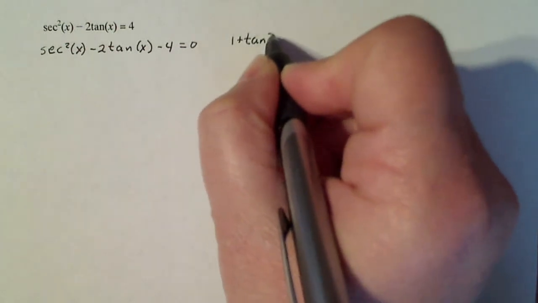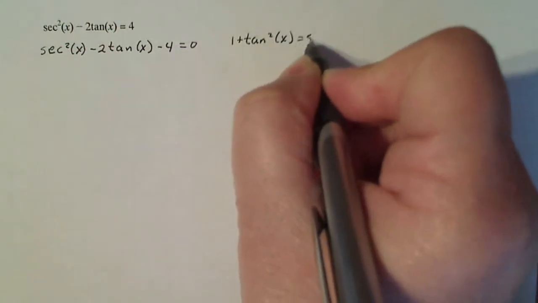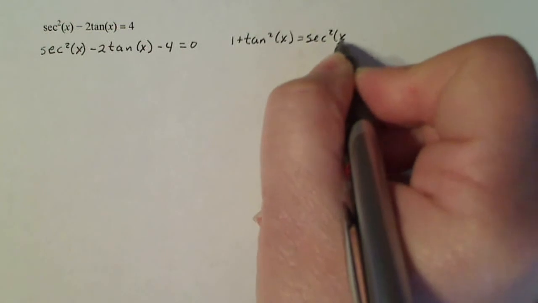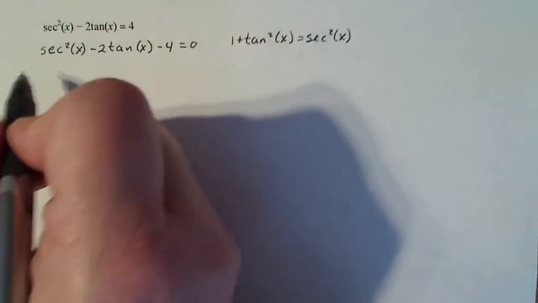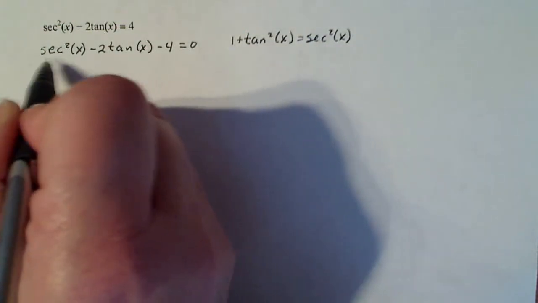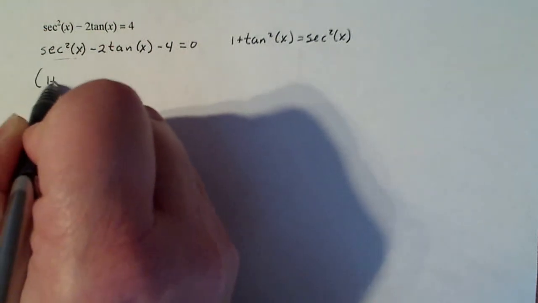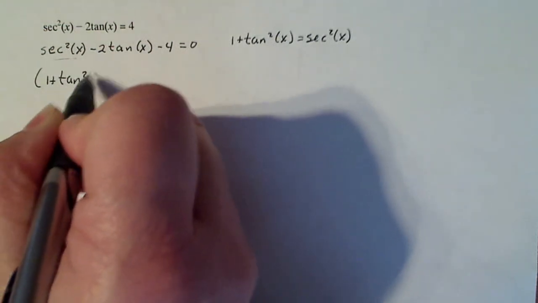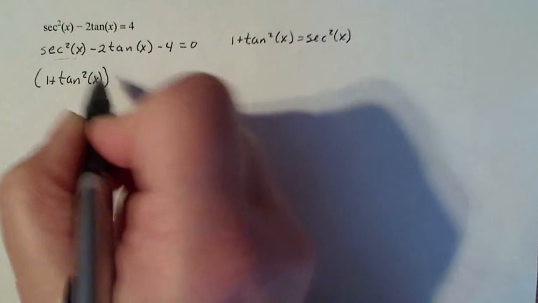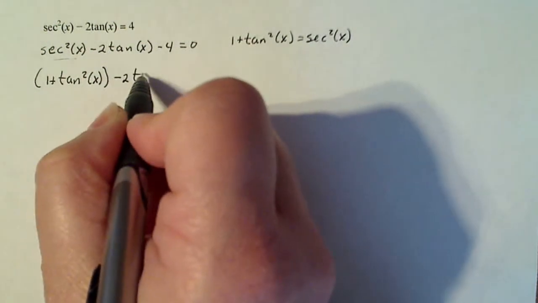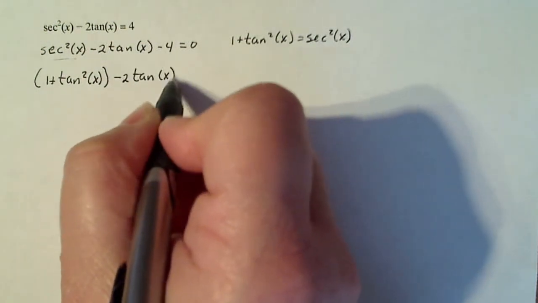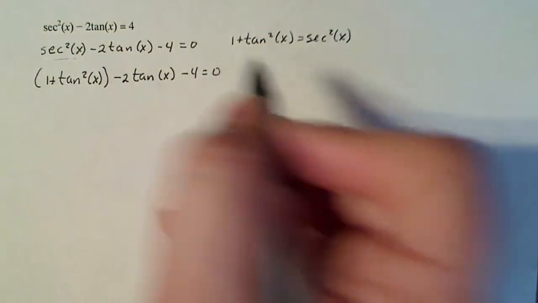1 plus tangent squared x equals secant squared x. And I'm going to substitute that in there. So for secant squared x, I'm going to write 1 plus tangent squared x. And then I'll continue with the rest of the equation: minus 2 tangent x minus 4 equals 0.